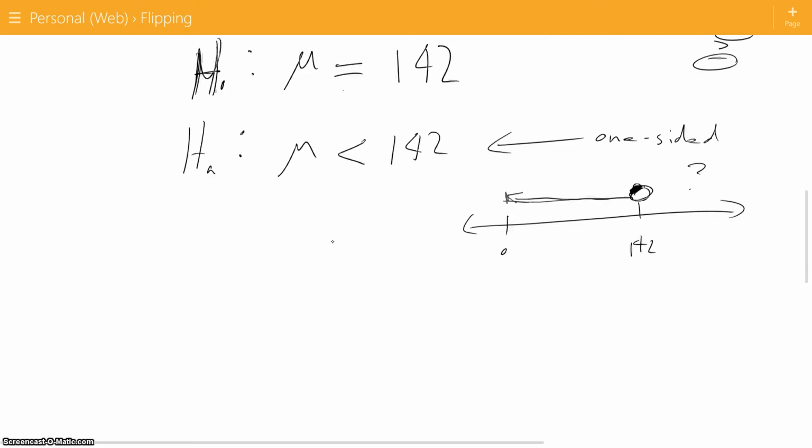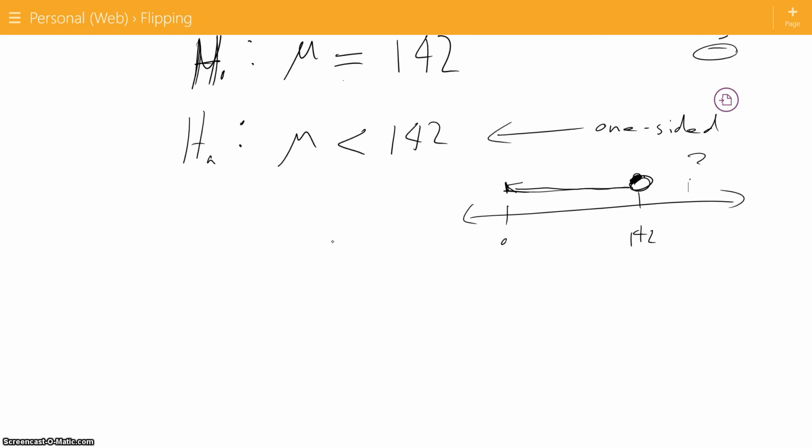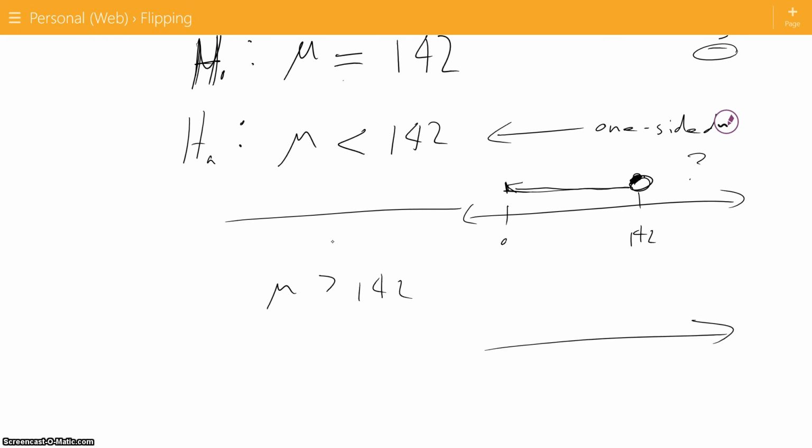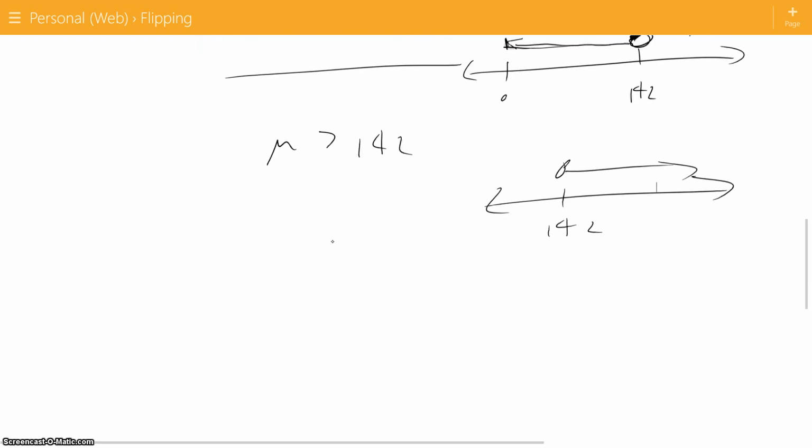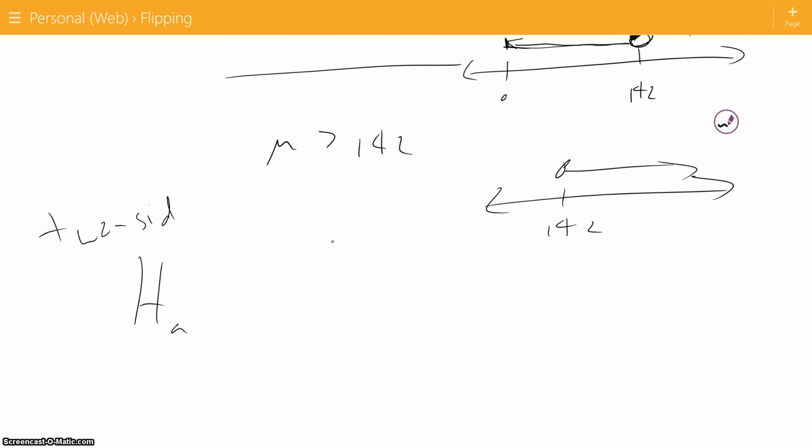Okay, if I were, I could do another one where I would say that mu, these would be separate by the way, would be greater than 142, but that's also one-sided because in that case I would be looking at going from 142 to the positive direction. Okay, if I want to include a two-sided, then I would say something like mu, your mean, does not equal 142.